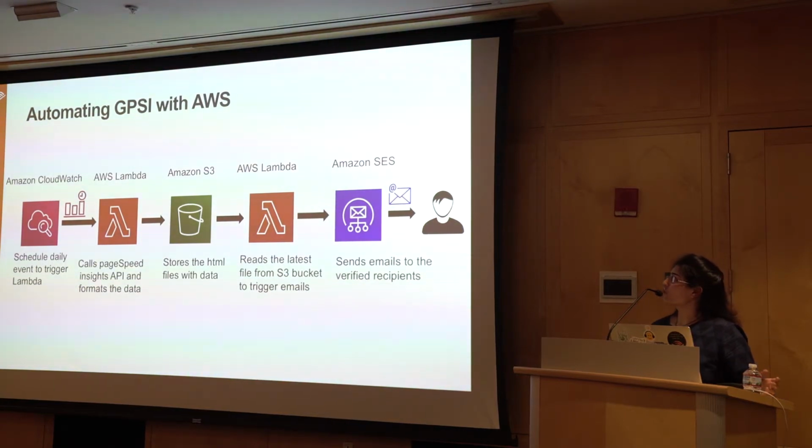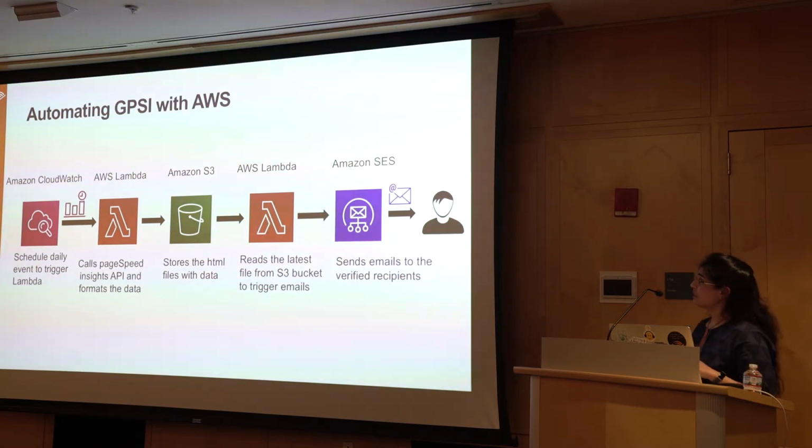And here we are going to talk about automating PageSpeed Insight with AWS, but you can use other systems as well, say for example Azure, and there will be corresponding services in those platforms as well, but here we will focus on AWS. So here I have a very simple architecture.